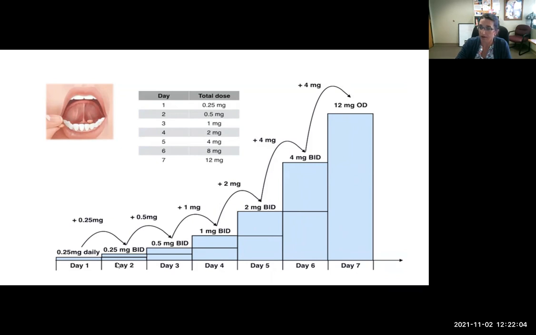And by day 2, then they can go up to 0.25 twice a day, and so forth. Stepwise, you can go up to then half a milligram twice a day, then a milligram twice a day. Then by day 5, you're getting up to the full 2 milligrams twice a day. By day 6, stepping up more to 4 milligrams twice a day. And really the goal at day 7 is increased to 12 milligrams.